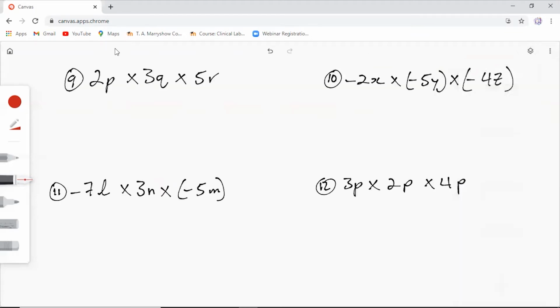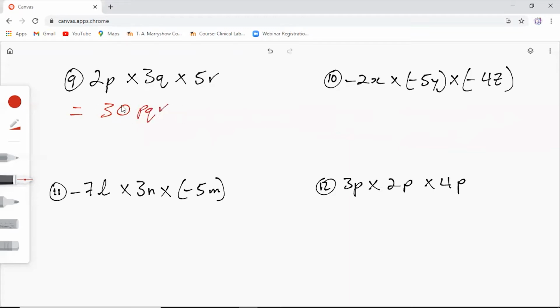We have number 9, 2p times 3q times 5r. Okay, so the first thing we're going to do is multiply the coefficients, which is a number before the letter. So 2 times 3 is 6, and 6 times 5 is 30. So I get positive 30. Then p times q is pq, and pq times r is pqr.